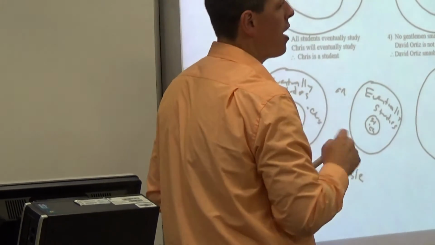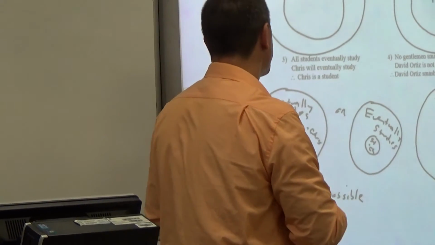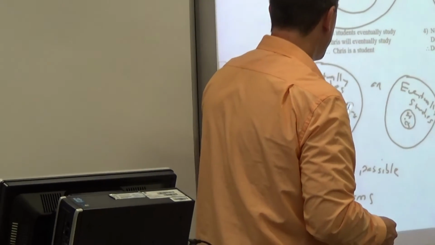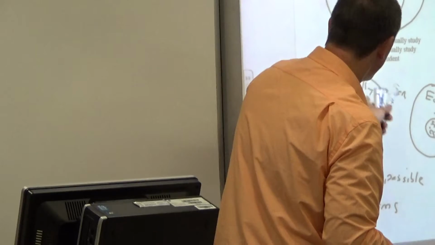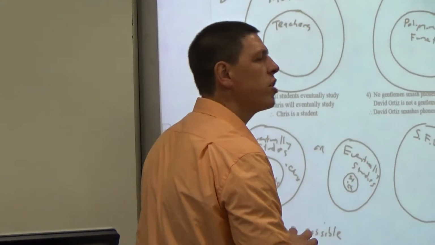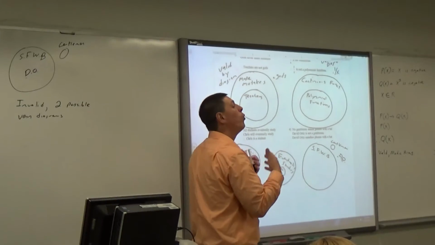That's why we have two different diagrams. Just because there's that ambiguity as to whether he eventually studies and he's a student, or it's mutually exclusive that he just studies but he's not a student. Does that make sense, John? It's just that he could be in either one of those. We just don't know which one.